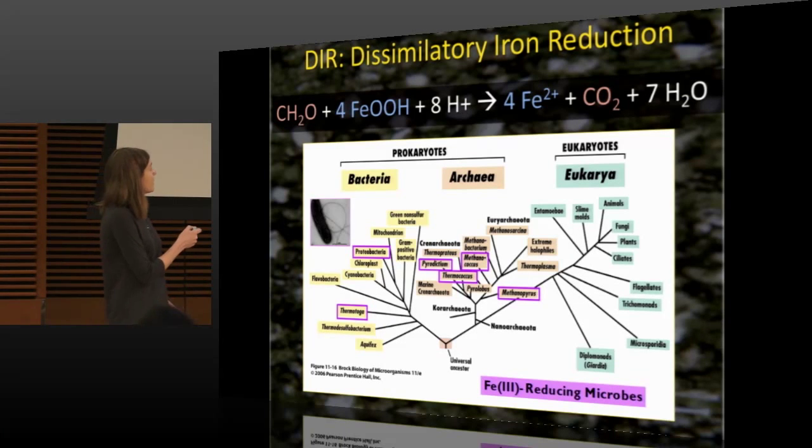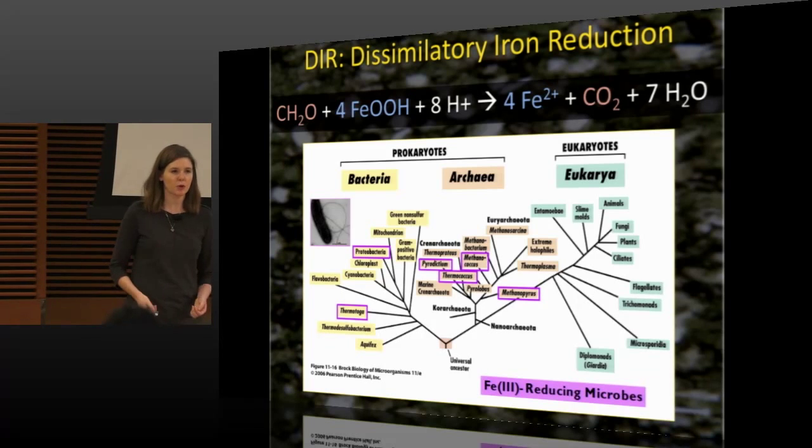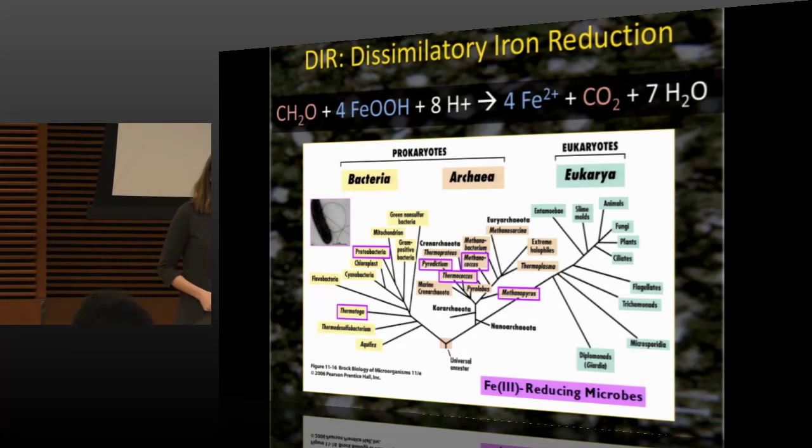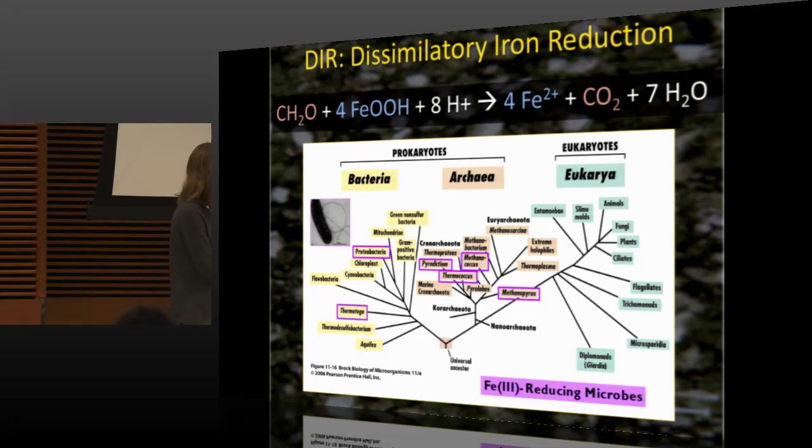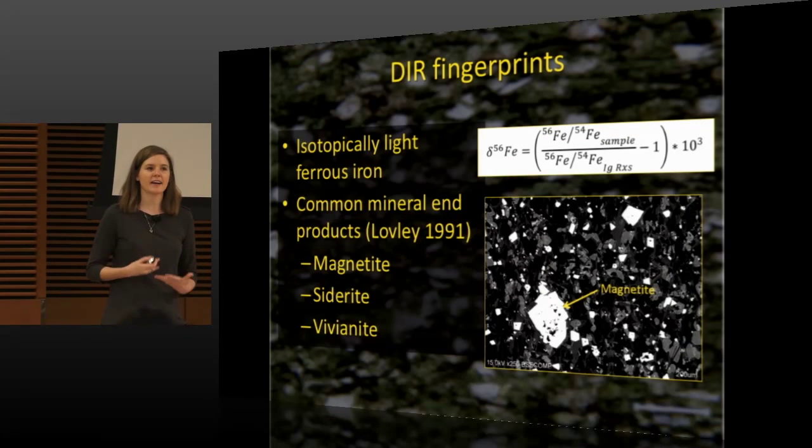So let's move on to some background. This equation right here is showing dissimilatory iron reduction with the electron acceptor in blue and the electron donor in red. So in this process, you oxidize the organic matter at the same time that you reduce the ferric iron, and this produces ferrous iron. The purple boxes here are indicating the phyla that are capable of dissimilatory iron reduction. You can see that those phyla are deeply rooted, and they're present in both the bacterial and archaeal branches of life.